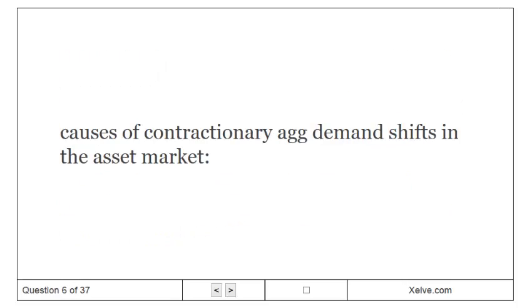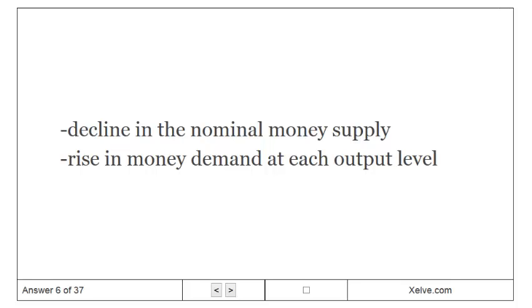Causes of contractionary AD shifts in the asset market. A decline in the nominal money supply. A rise in money demand at each output level.